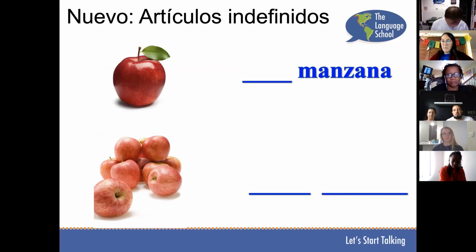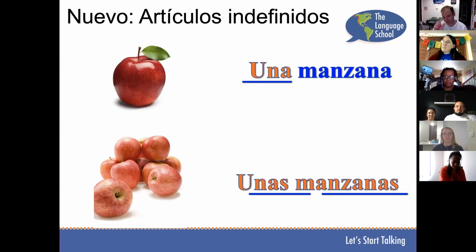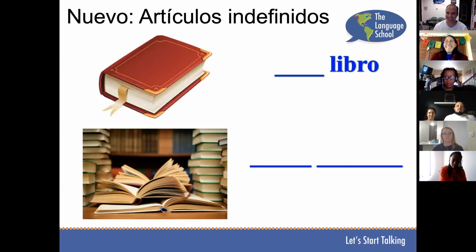All right, Orlando. I'm going to think this is female. Una manzana. Unas manzanas. Is this manzanitas? That's actually correct, but then you're saying little apples. You could just use the same form. Just put an S on the end. Unas manzanas. And if you say unas manzanitas, you're saying some little apples. So it's actually correct. All right, Shelby. Un libro y unos libros.